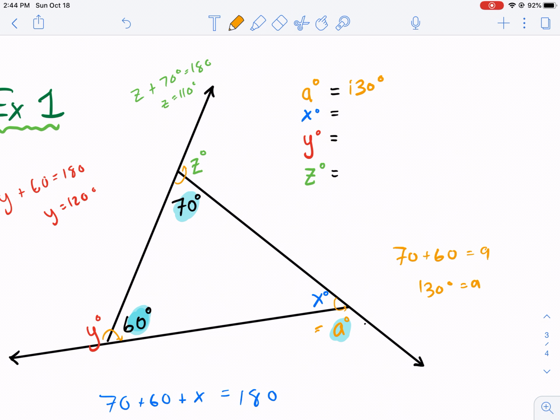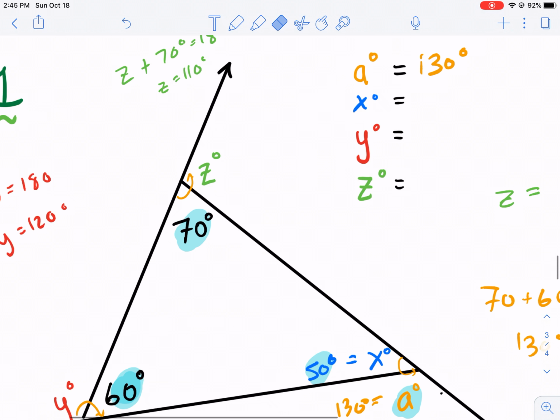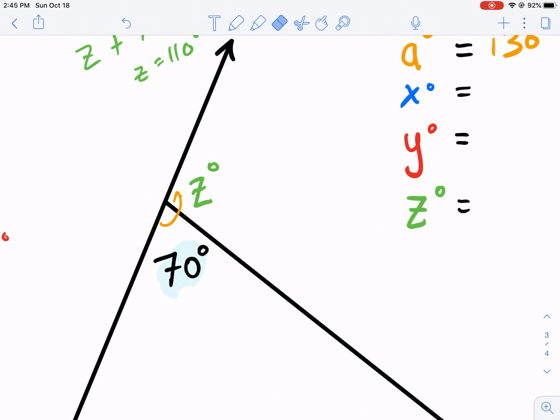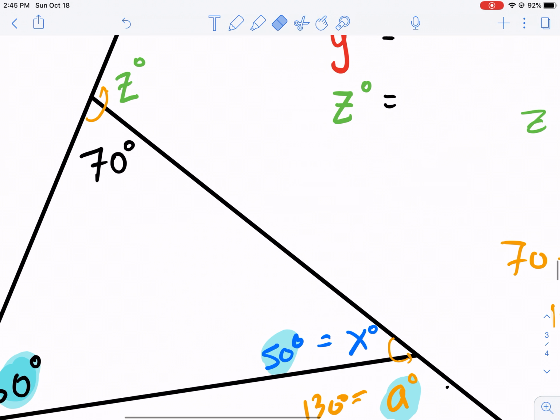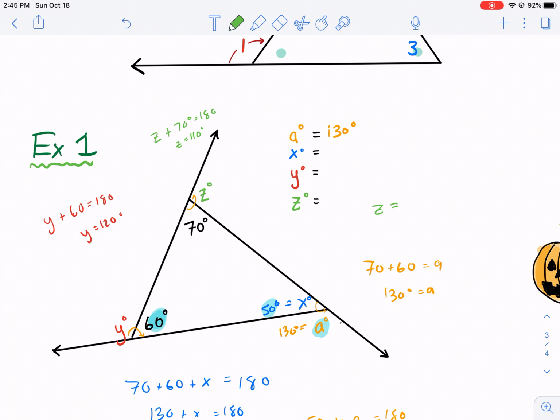We have 130 done. From here, you would figure out that x is supplementary, so x is 50. Now we have all the interior angles, so we're ready to roll with, for example, z. Using the exterior angle theorem, z is going to be equal to its remote angles. The remote angles change because now the exterior angle has changed. So what are the remote interior angles to z? Now they're 60 and 50. So z equals 60 plus 50, and we get z equals 110. That's the same thing we got earlier using the supplementary angles property.